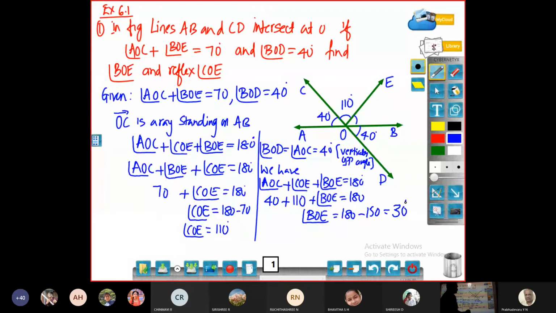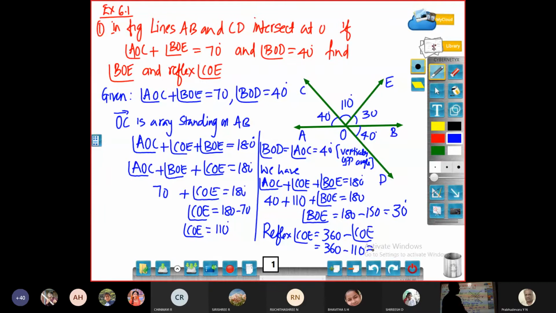Now, you got that angle as 30 degrees. The next topic that is left for us is to find the reflex angle COE. To find reflex angle COE, the total angle formed at center O is 360 degrees. So therefore, reflex COE is equal to 360 degrees minus the usual normal angle COE. So that is 360 degrees minus 110 degrees.